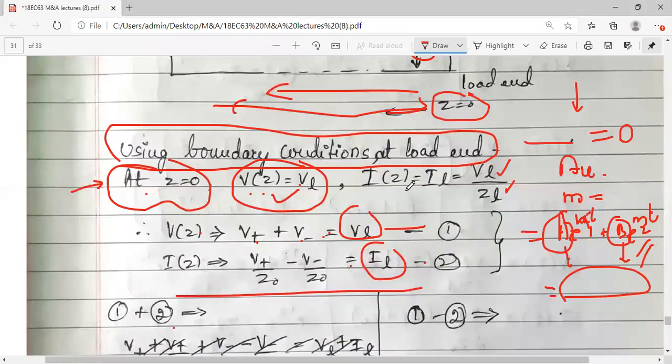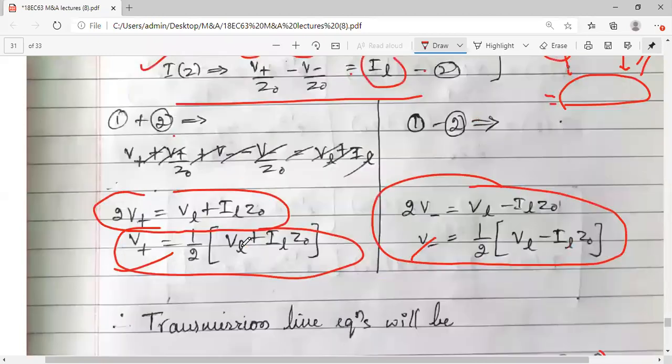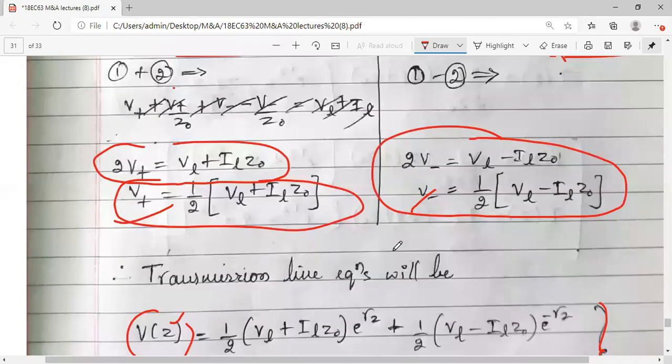So when we use the boundary condition, V will become VL, I will become IL. Then we will get a pair of equations. Two unknowns are there, V plus and V minus, so two equations are there. Solve these two equations, you will get V plus and V minus values. Here are the V of Z and I of Z equations, where I have substituted V plus and V minus.